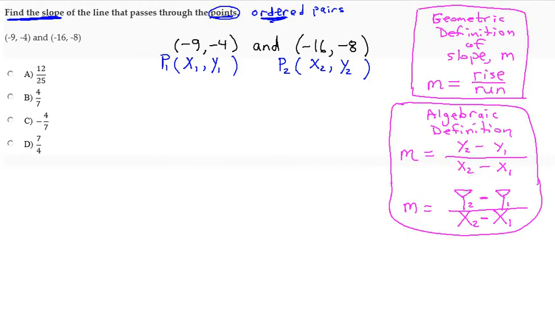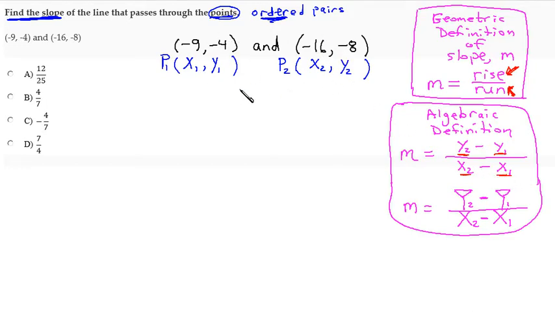Now, which one of these would be the appropriate formula to use in this problem? Well, I'm thinking that for rise and run, there are only 2 places for numbers to go. We have a rise number and a run number. But in the algebraic definition, we have 4 places for numbers to go in.